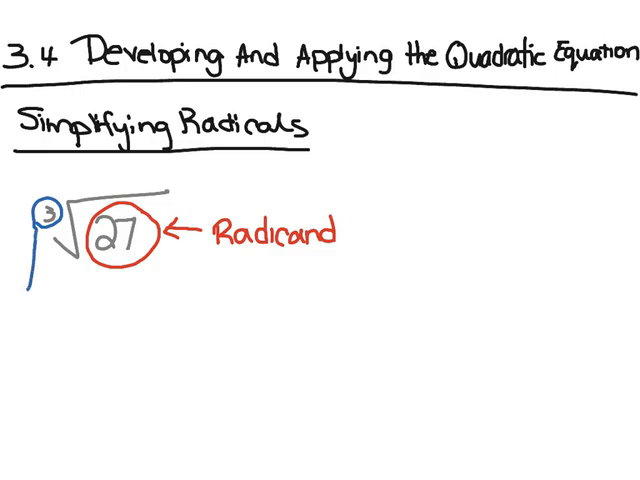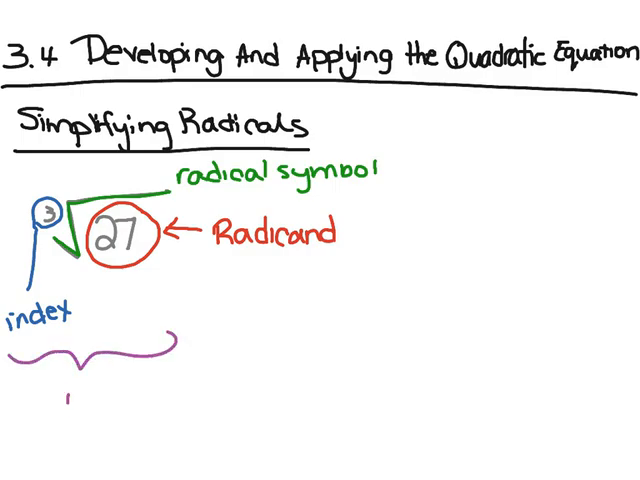This number right here is your index, and this is your radical sign, symbol, whatever you want to call it, and the entire thing all together is the radical. So when we're simplifying any radical, we have to first take a look at the index. So what we're generally going to be dealing with is square roots.